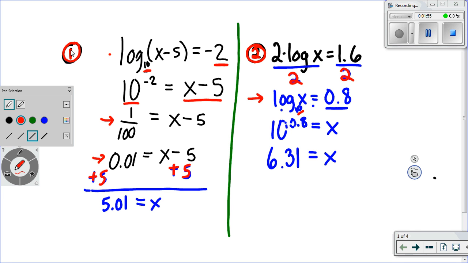Now again, I wrote in this invisible base 10. So now I have, in terms of just exponents, I'm going to take my logarithmic form and turn it into exponential form, and I have 10 to the 0.8 power is equal to x. So now all I need to do is put that in my calculator, 10 to the 0.8 power, and I get x equals 6.31.